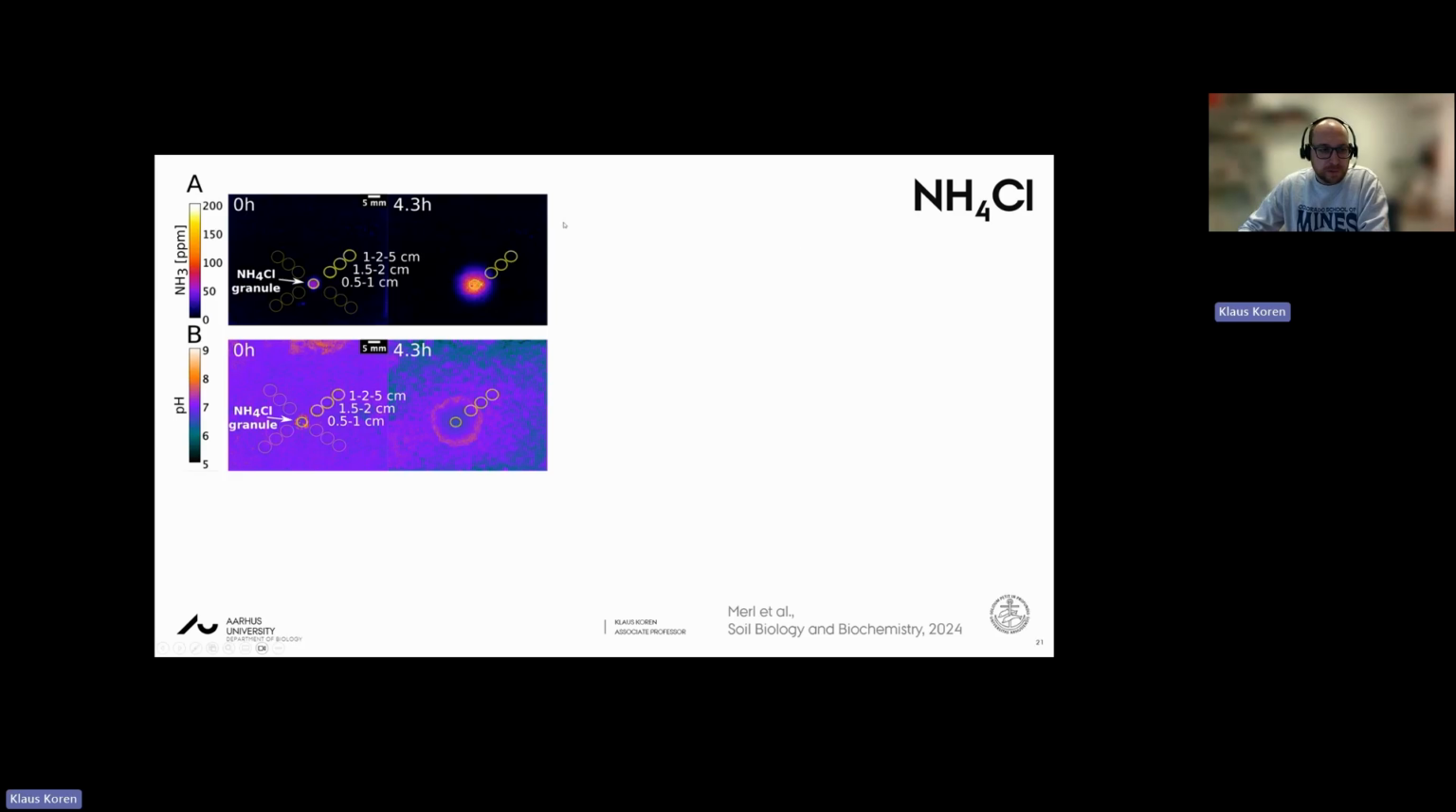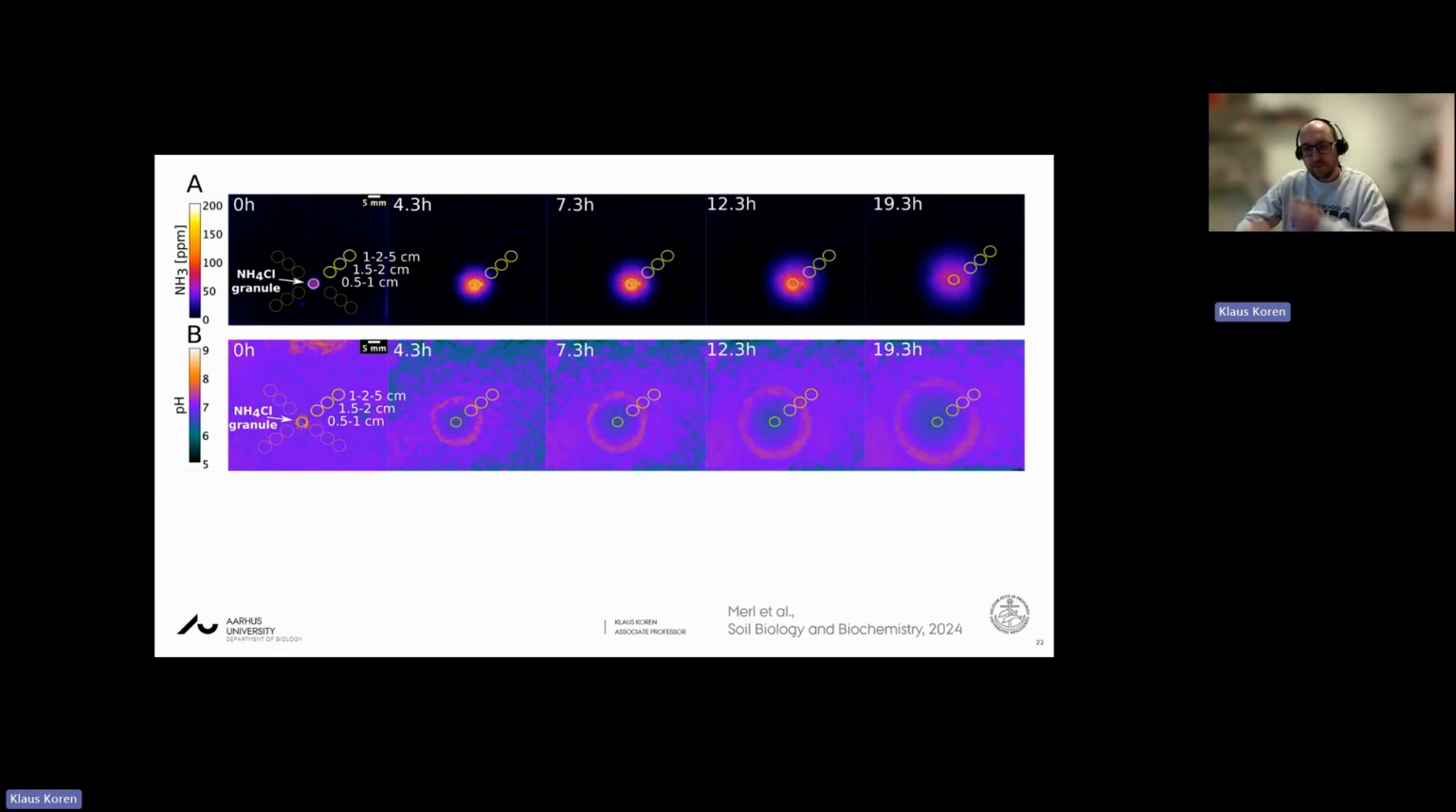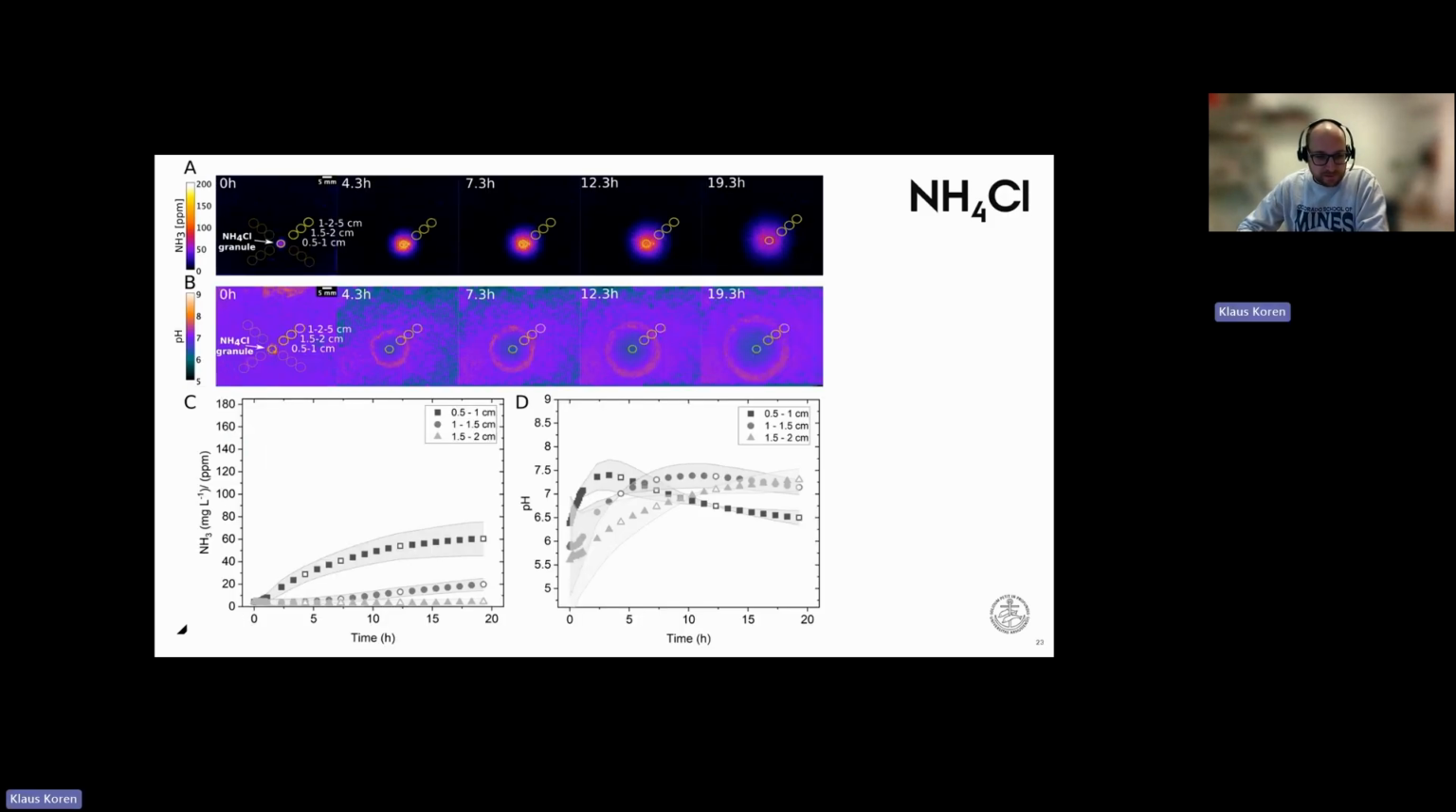If we put just ammonium chloride in here, you can see that the ammonia diffuses out, and that you see this kind of donut-shaped pH ring around, and it will just grow and grow as the ammonia diffuses out. So we can track that in time and space.